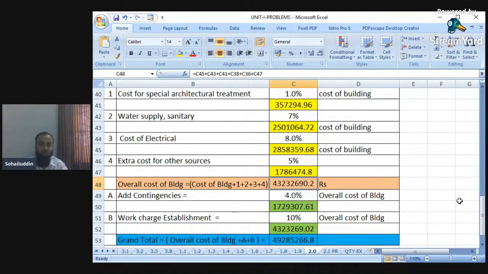The grand total cost of the 4-story building with the different plinth area rates is nearly 49 crores 28 lakhs and 52,266 rupees. This is the grand total cost of the building, in which the rates and different heads were different, and the special amount required for foundations was different. 20% has been taken for foundations.